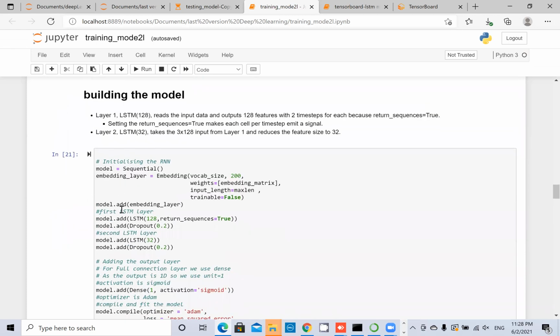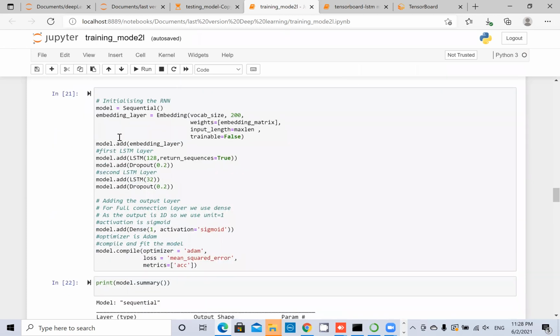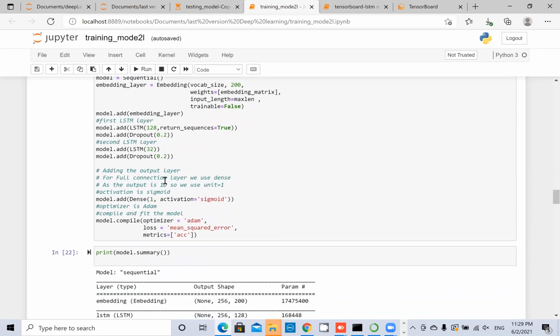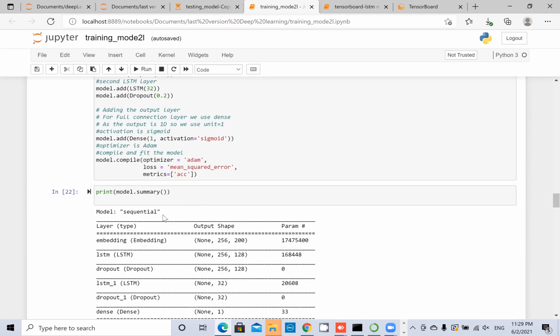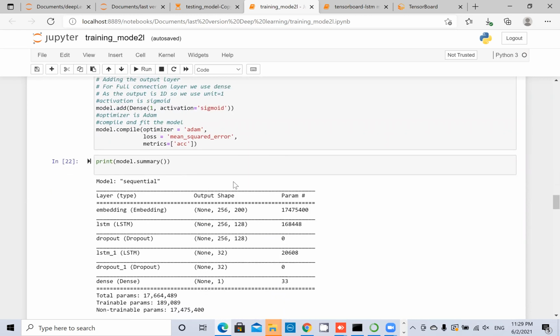Now building the model. Here we have two basic LSTM layers. The first with 128 neuron features. The other is with 32. For the activation function, we use sigmoid. For the optimization function, Adam. For the loss function, mean squared error.